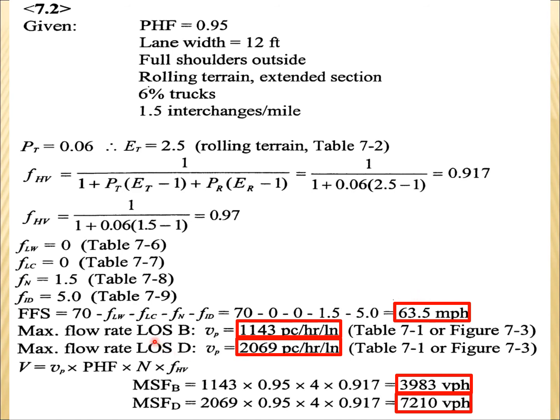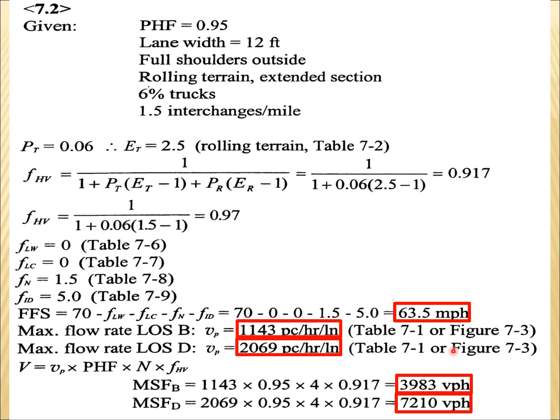corresponding to level of service B, the maximum flow rate for level of service B, that is coming from figure 7-3, is 1143 passenger car per hour per lane, and the maximum flow rate for level of service D is 2069 passenger car per hour per lane, again by consulting figure 7-3.